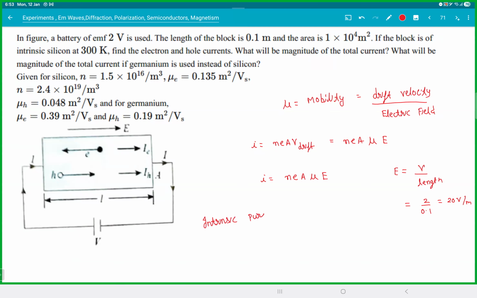Intrinsic meaning pure silicon. So the number of electrons is equal to the number of holes, which is equal to 1.5 × 10^16. So what is the total current? I total will be n e A mobility of holes times electric field plus n e A mobility of electrons times electric field. This is called hole current and that's called electron current. Generally, we ignore hole current in conductors because it is very small, but in semiconductors it is an appreciable amount.